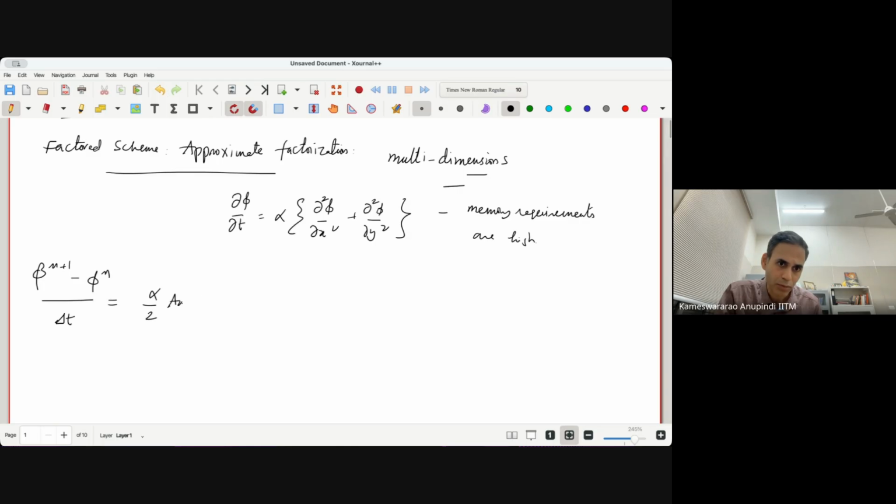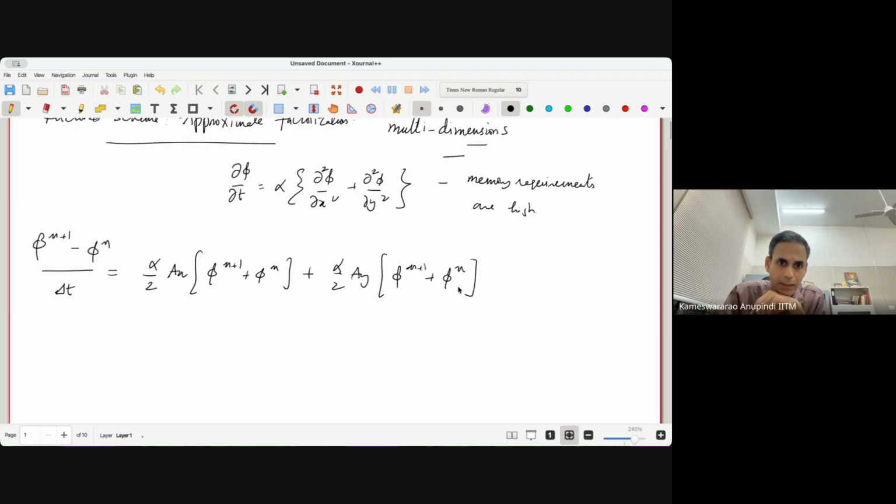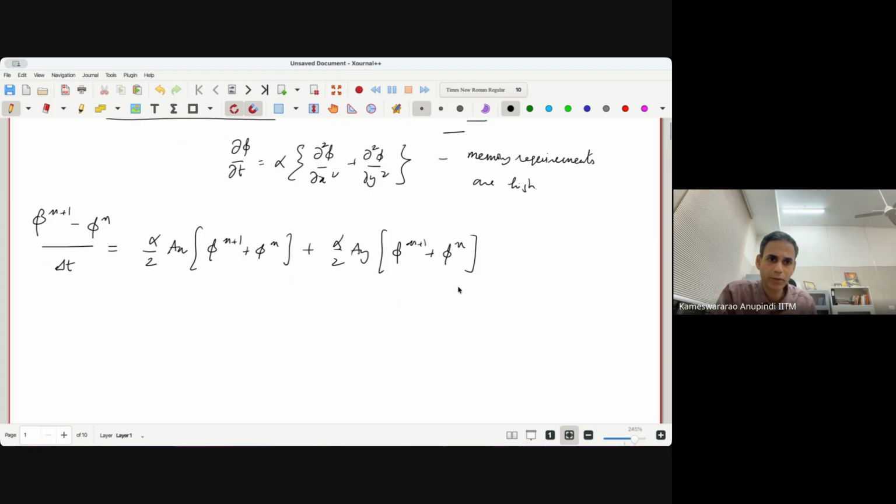Memory requirements are high, so that means (phi n plus 1 minus phi n) divided by delta t equals alpha by 2 Ax times phi n plus 1 plus phi n, plus alpha by 2 Ay times phi n plus 1 plus phi n. Okay, so this is what we have obtained, where Ax and Ay are discrete operators.